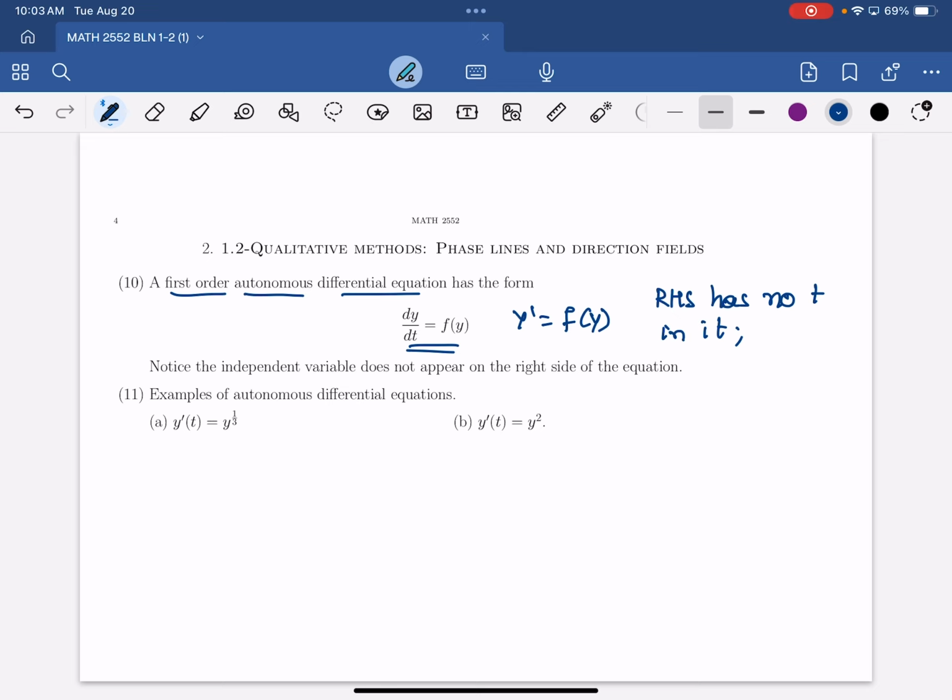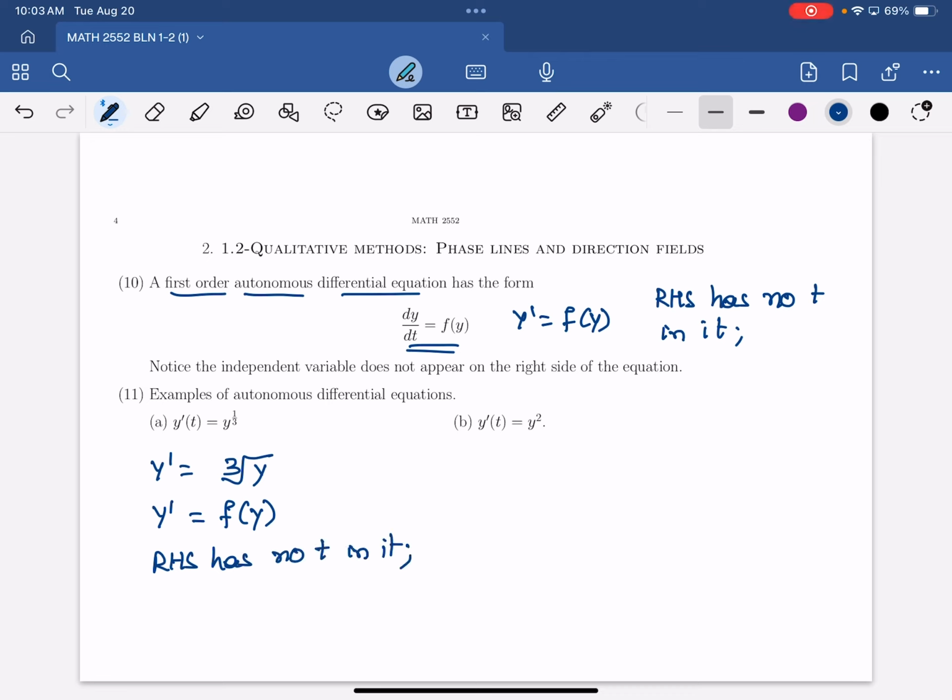Okay? So let's look at a few examples before we get to it. So I have y prime equals cube root of y. So this is in the form of y prime equals f of y. Right hand side has no t in it.